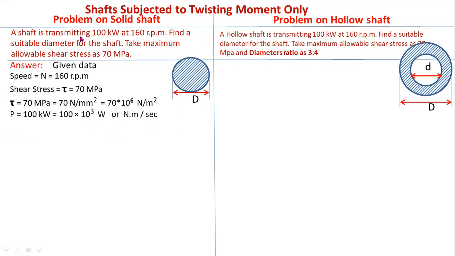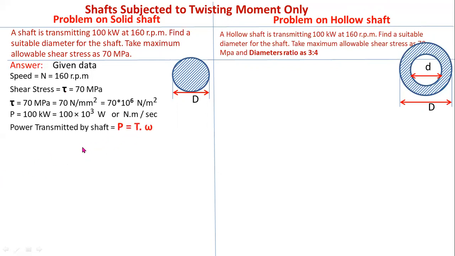Okay, from the given data, this solid shaft is transmitting 100 kilowatts. So this is the power transmitted by the solid shaft. Power P means power transmitted by the shaft, P equal to 100 kilowatts. 1 kilo equal to 1000 watts, so 1 lakh watts. 1 watt equal to Newton meter per second, or joule per second.